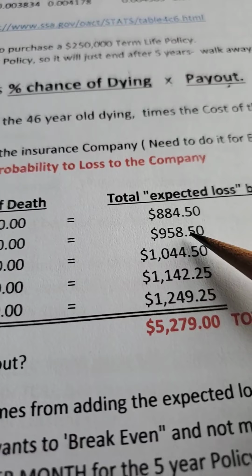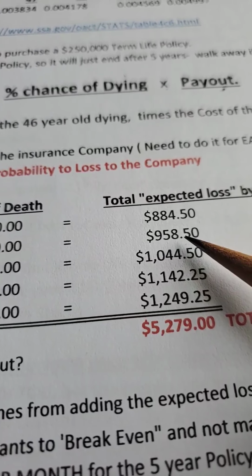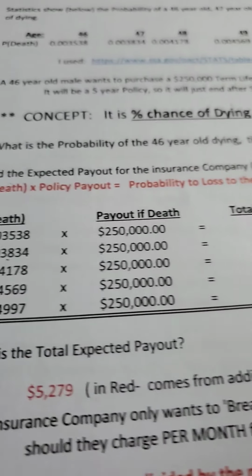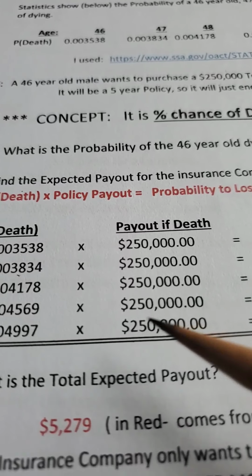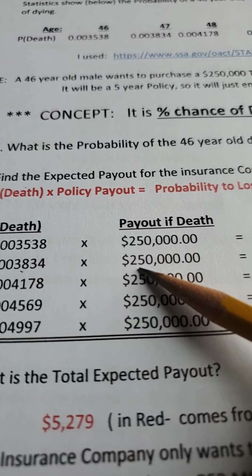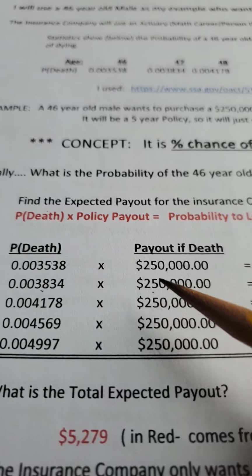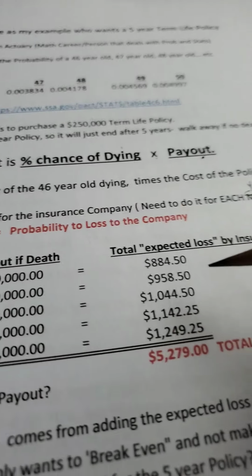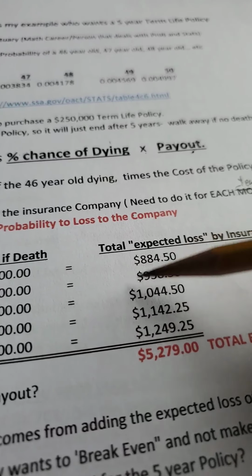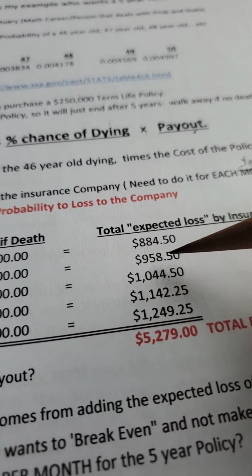Like I said before, there is no such thing as a small insurance company. If you have a small insurance company insuring 10 people and one of them dies, you're going to pay $250,000 out, and the insurance company is going to go bankrupt and lose money. They need thousands and thousands and millions of people paying $958 a month.